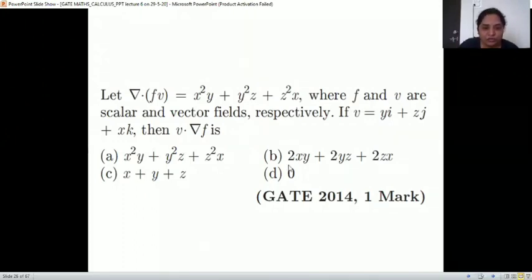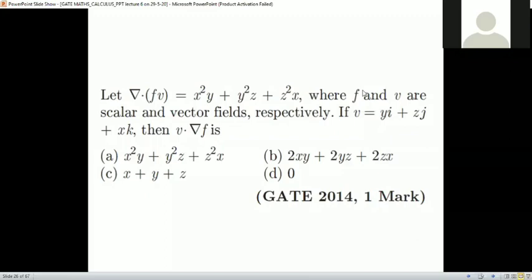Del dot fv is equal to x square y plus y square z plus z square x, where f and v are scalar and vector fields respectively. F is a scalar and v is a vector. If v bar is yi bar plus zj bar plus xk bar, then v dot del f is. We have a relation.